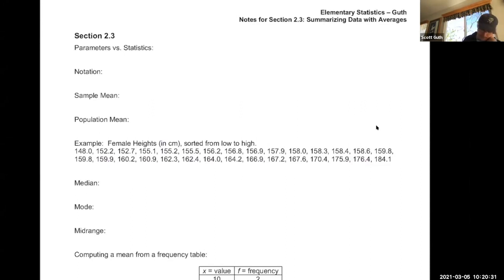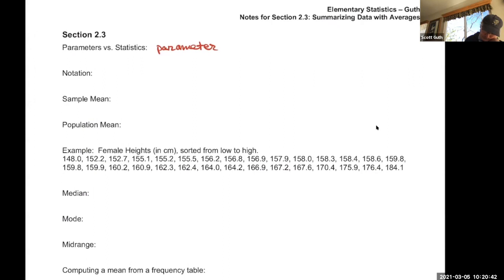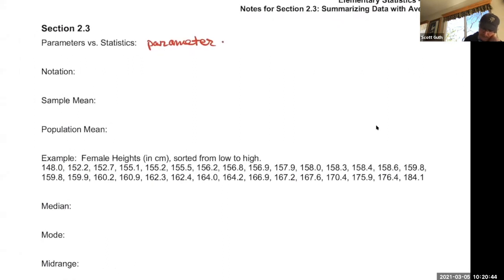Okay, so a parameter is a numerical characteristic of an entire population.